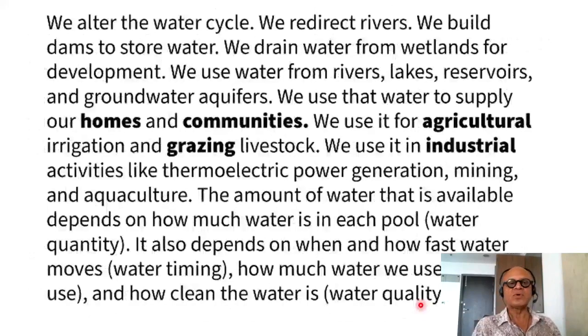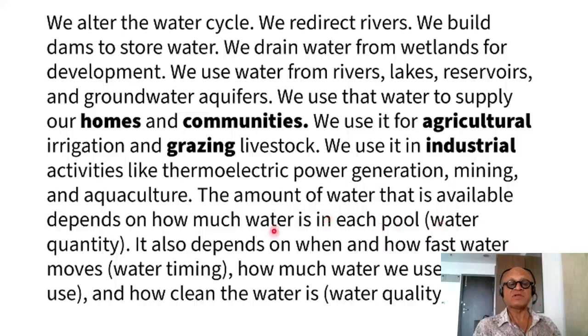Okay, so we alter the water cycle. We redirect rivers. We build dams. We link rivers. We build dams to store water. We drain water from the wetlands for development. We use water from rivers, lakes, reservoirs, and groundwater aquifers. We use that water to supply our homes and communities. We use it for agricultural irrigation and grazing livestock. We use it in industrial activities like thermoelectric power generation, mining, and aquaculture.